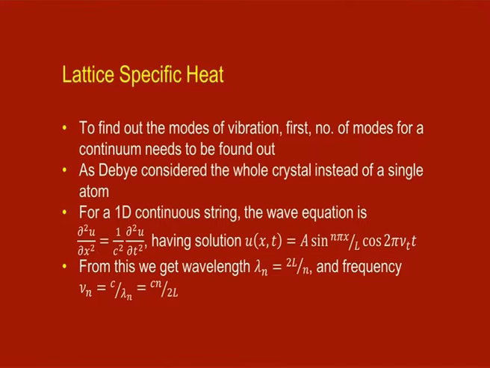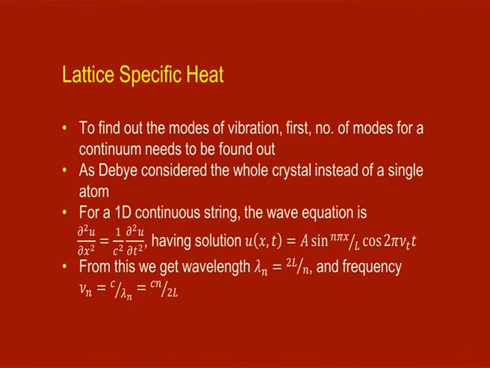And this satisfies a solution given as follows, that is u of x and t is equal to A sin(n pi x by L) into cos(2 pi nu t). And from this we can find out the wavelength lambda n is equal to 2L by n, and frequency nu n is equal to c by lambda n or c n by 2L. Now, this is in one dimension.